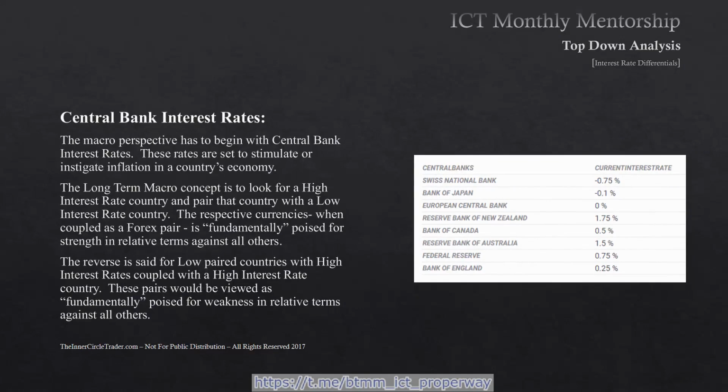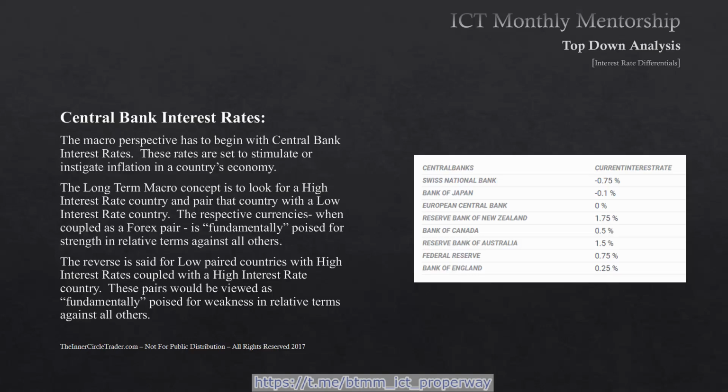Okay, central bank interest rates. If we're going to be looking at a macro view, it really needs to start here. And there are several places on the internet you can go to get this list, but this is the global currency interest rates from the central banks.